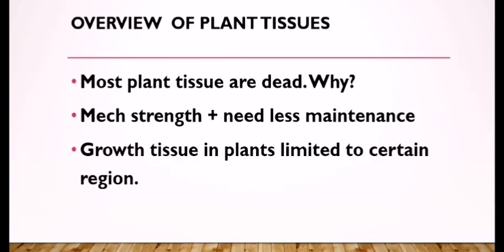So that is the answer to why most plant tissues are dead: because plants do not have to move from one place to another, so they need less maintenance. But along with less maintenance, they need mechanical strength and support. So they are dead. And also the growth of the plants is only limited to a certain region. After a certain time, they will not grow in size. So this was the complete answer.